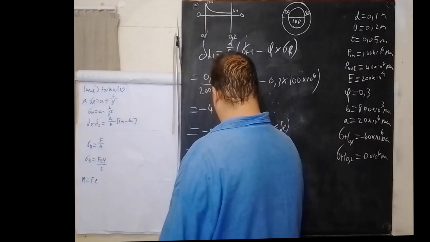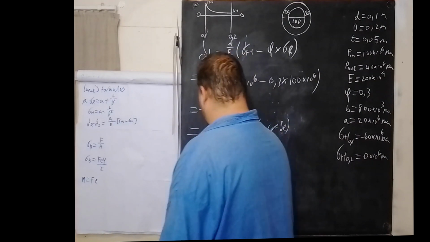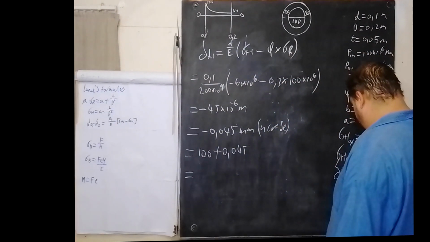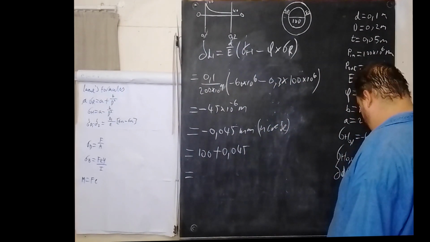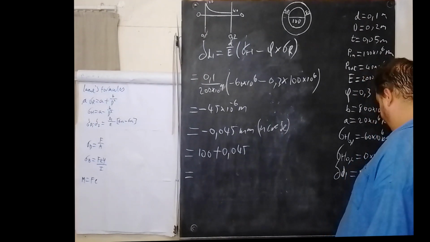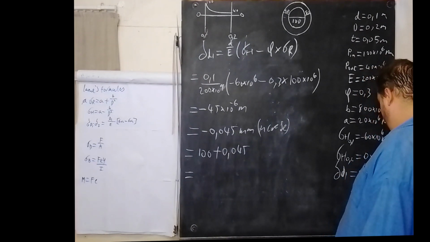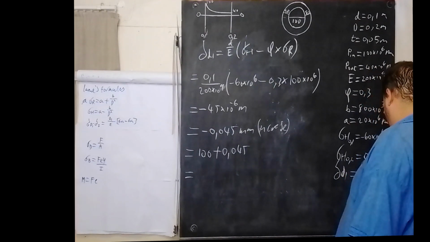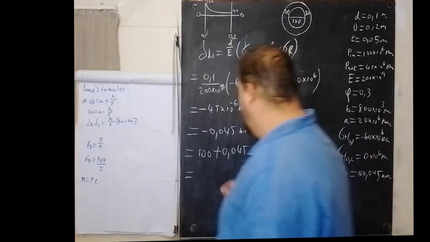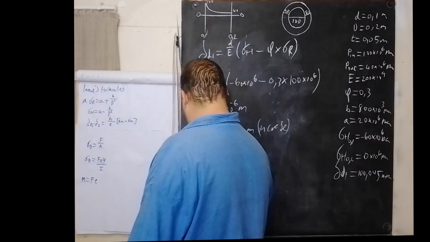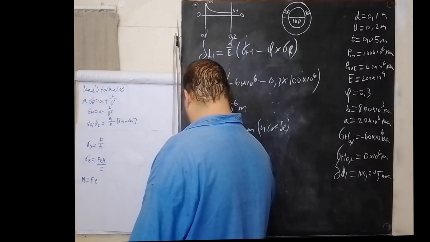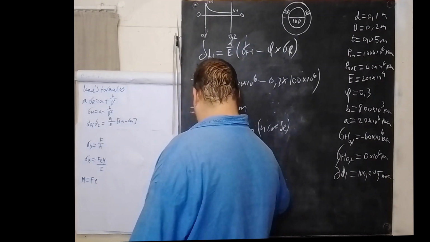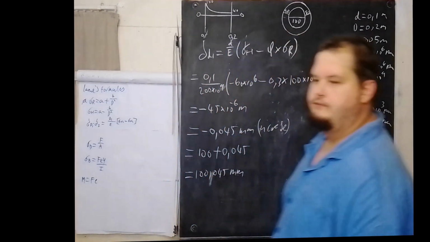So 100 plus 0.045 gives 100.045 millimeters.